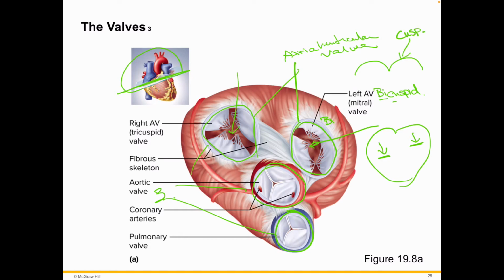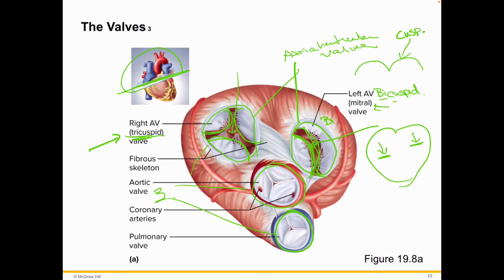The bicuspid means that there are two cusps right here, as opposed to the tricuspid valve right here, the right one, which has three or so, if you can see that. So that's what that's referring to. We refer to the left one as the mitral valve, and the right AV valve is the tricuspid valve. So hopefully that's helpful.